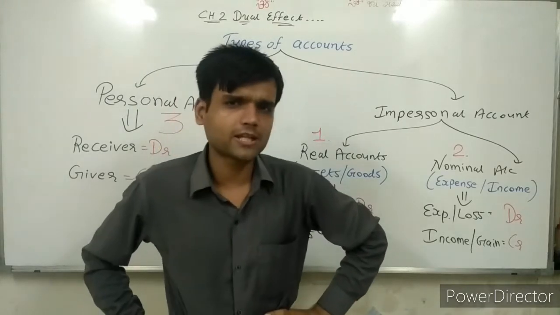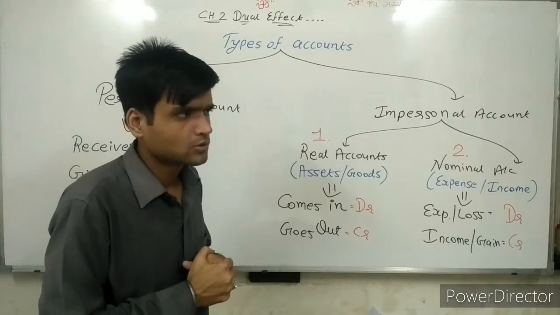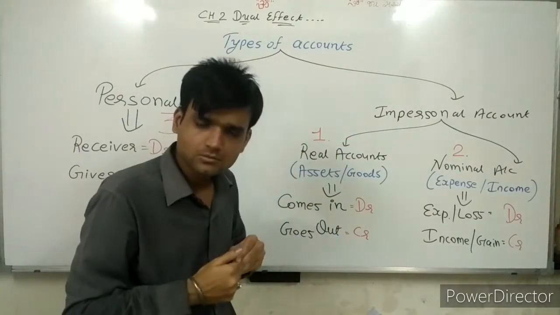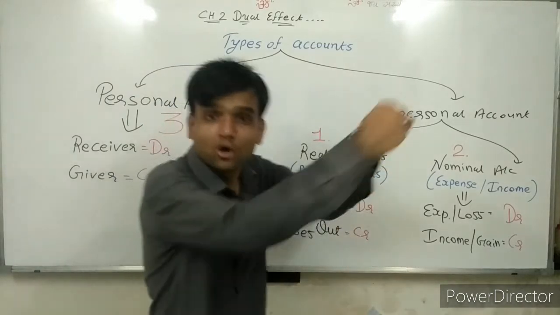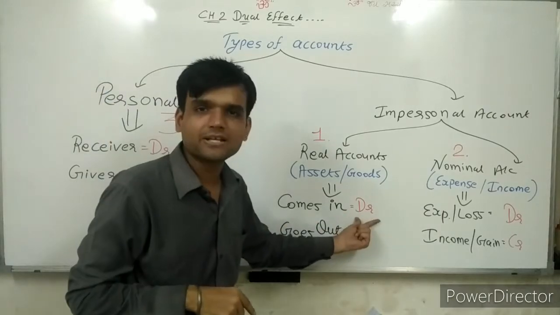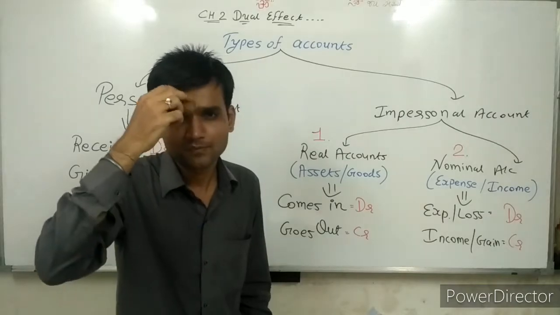Now, most important thing. Think, apply this rule first. Does anything come in? Yes, goods purchased. Goods come in. So goods account debit. But remember one thing.